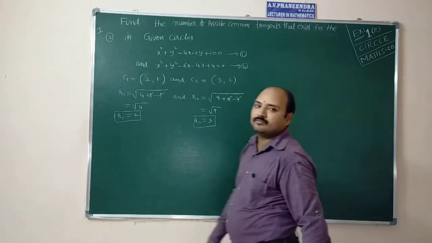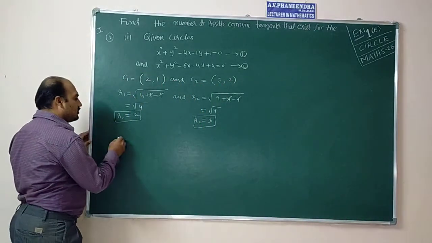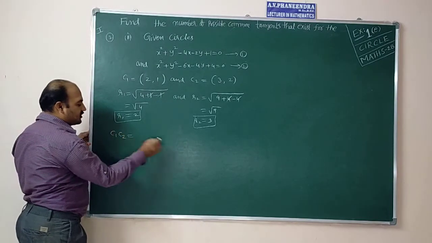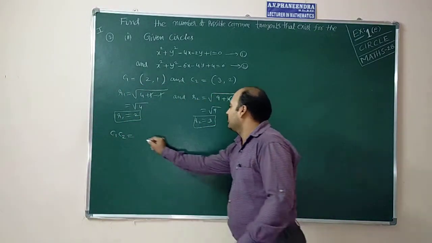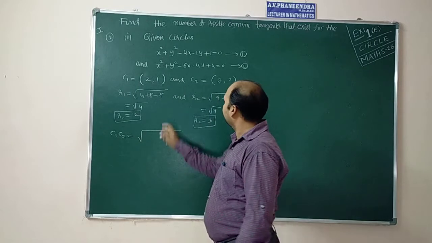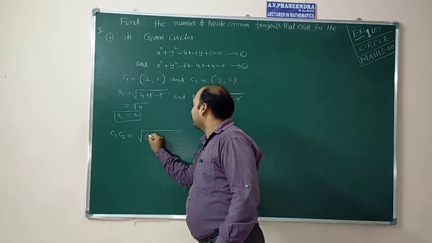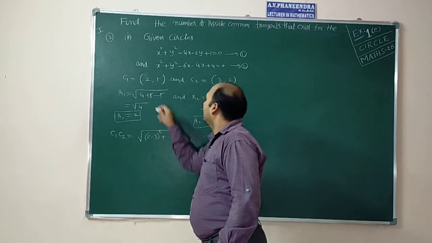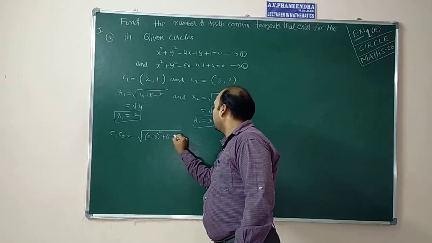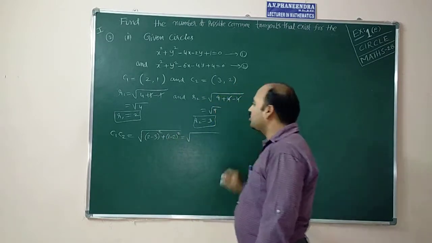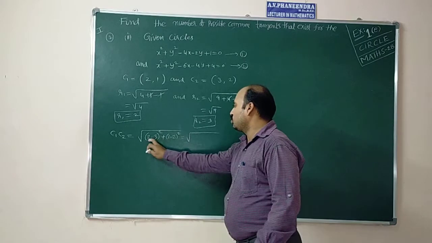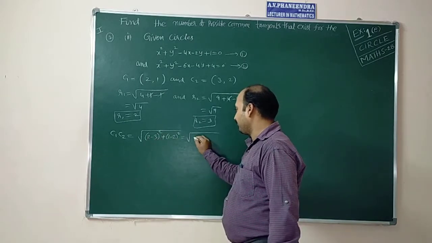After that, we will calculate the distance between their centers. C1C2 equal to square root of (2 minus 3) whole square plus (1 minus 2) whole square, which is equal to square root of (2 minus 3) whole square.